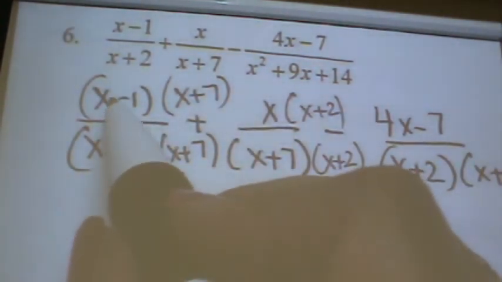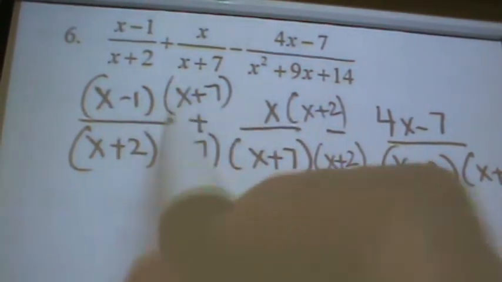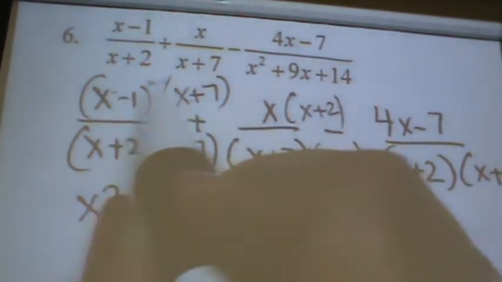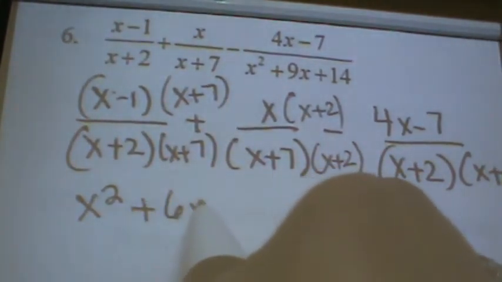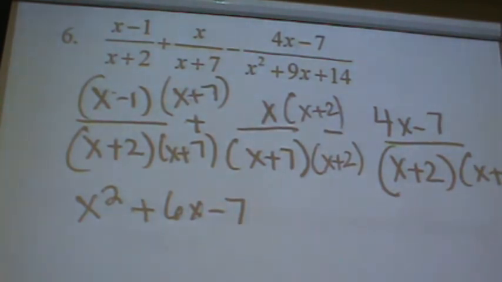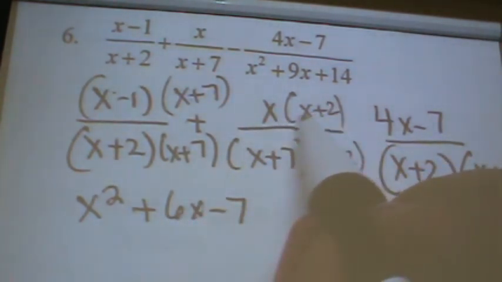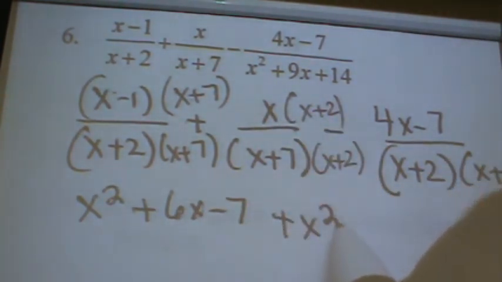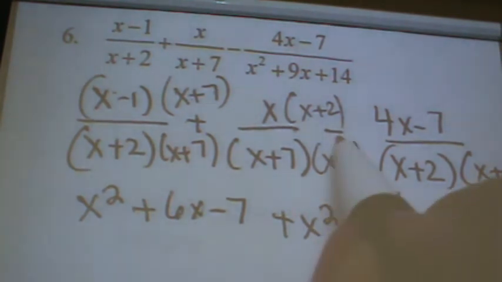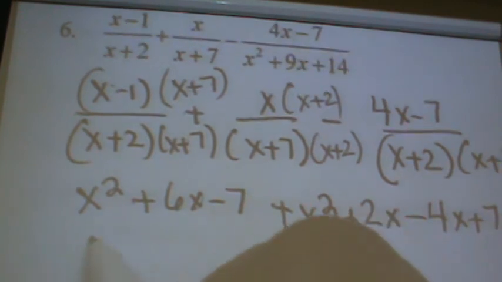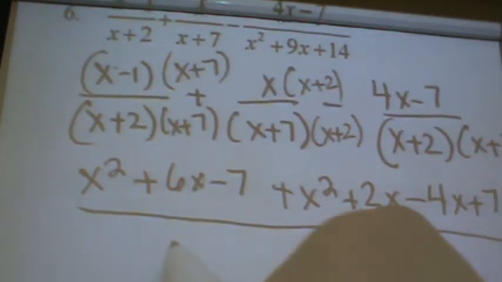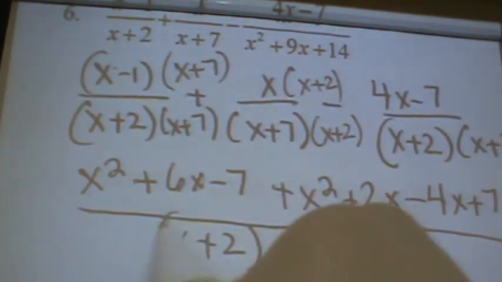Okay, so let's factor this. x squared, 7x minus 1x is 6x, and then minus 7. Let's keep going. Plus x squared, plus 2x. And we have to distribute this negative. Minus 4x plus 7. All of this is over x plus 2, x plus 7.